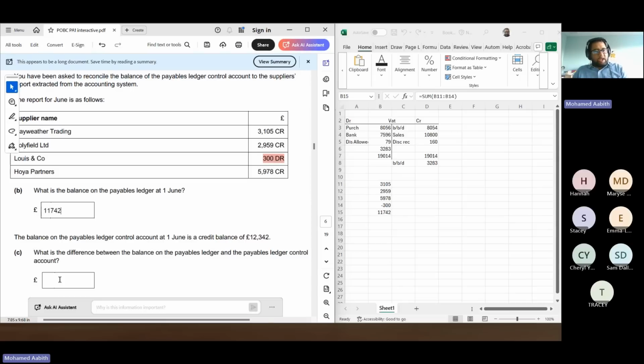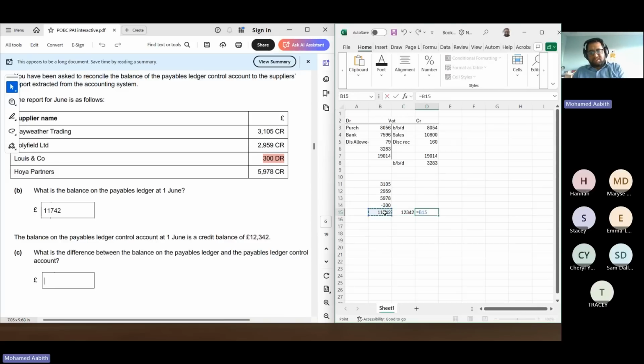11,742. Now, the next one, they're asking you here, the balance on the payable ledger control account is 12,342. What is the difference between those two accounts? So if I look at that here, I'm going to have the other one, 12,342. The difference between them is going to be this minus that. It's going to be equal to 600.